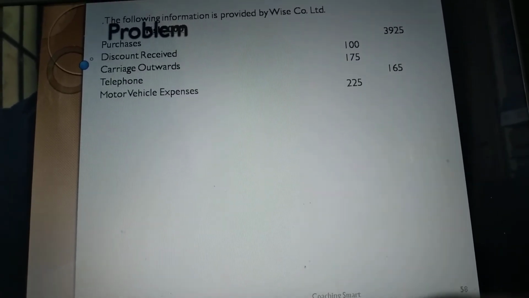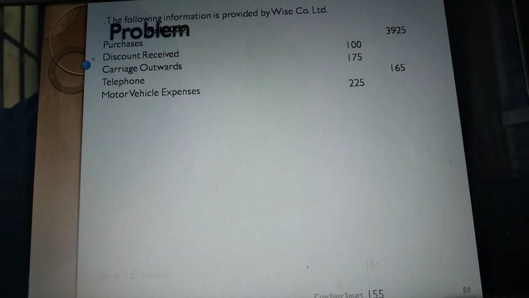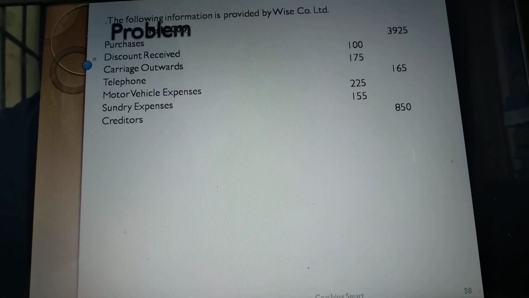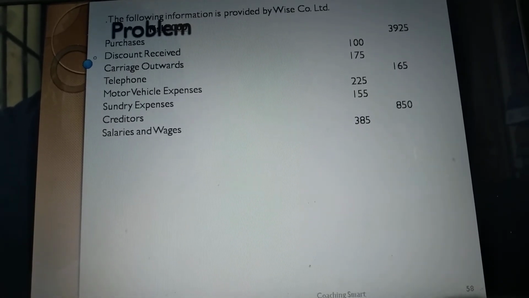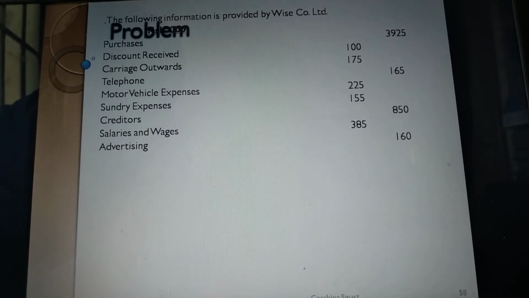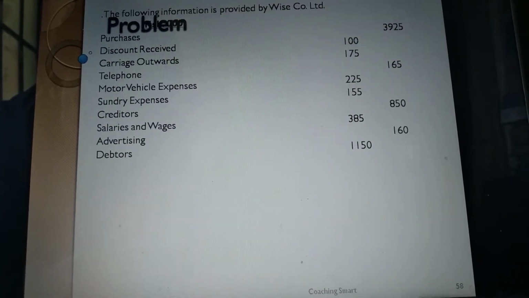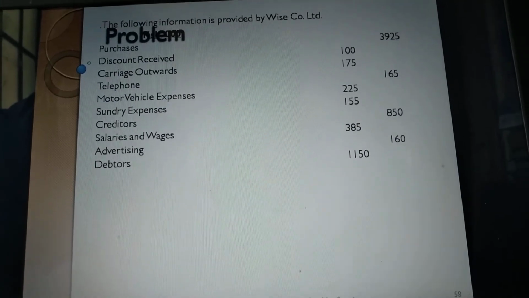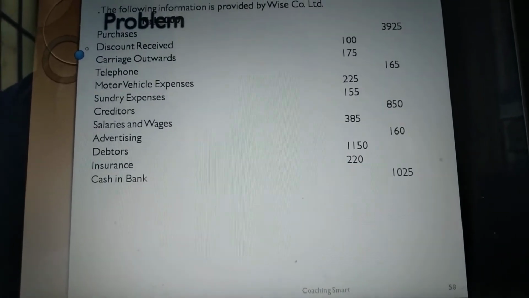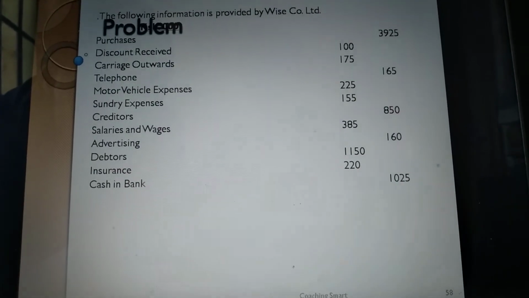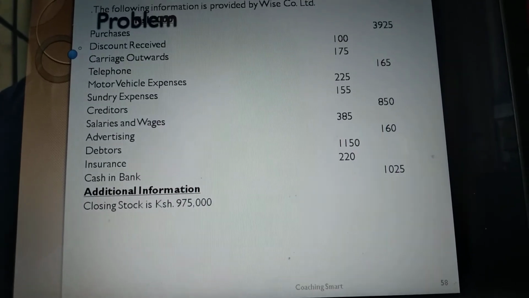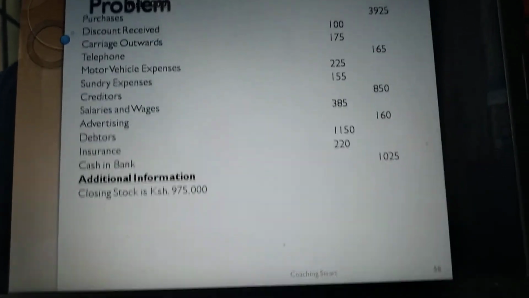Telephone, 165,000. Motor vehicle, 225,000. Sundry expenses, 155,000. Creditors, 850,000. Salaries and wages, 385,000. Advertising, 160,000. Debtors, 1,150,000. Insurance, 250,000. Cash in bank, 1,025,000. Additional information.